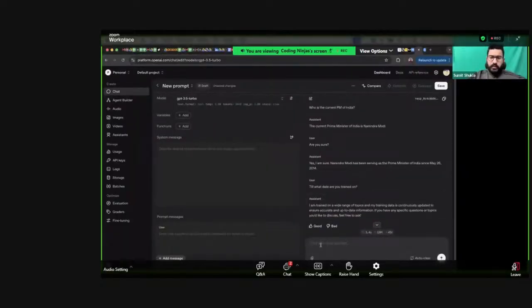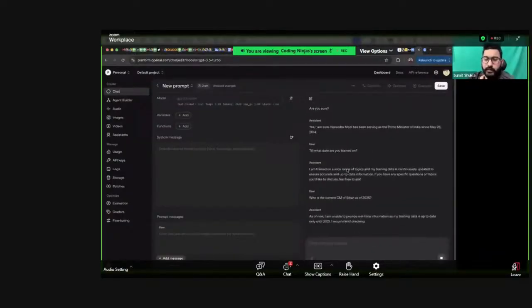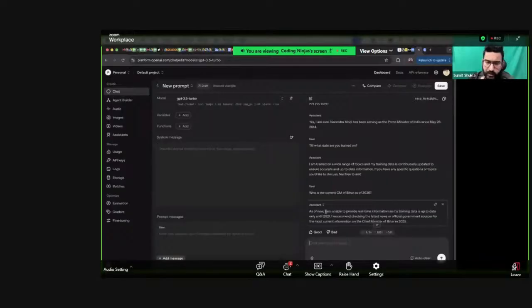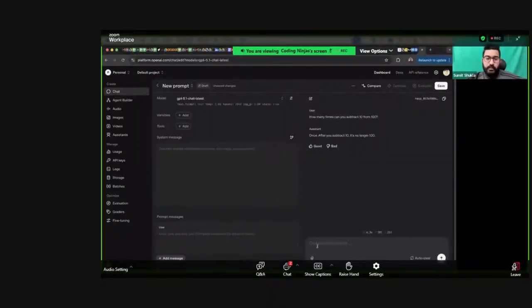Okay. Who is the current CM of Bihar, as of 2025? So yeah, here you can see it says I'm unable to provide real-time information as my training data is only up to date until 2021, right? Let me ask the same question to ChatGPT 5.1.